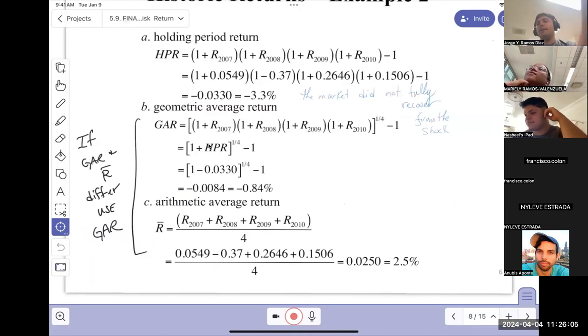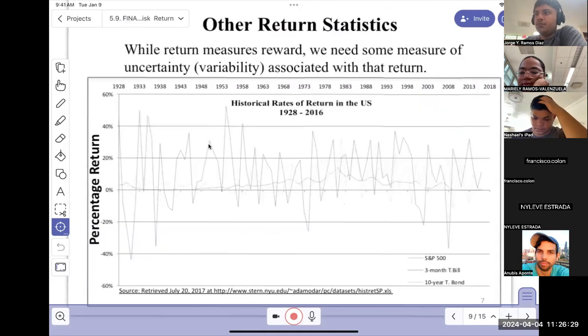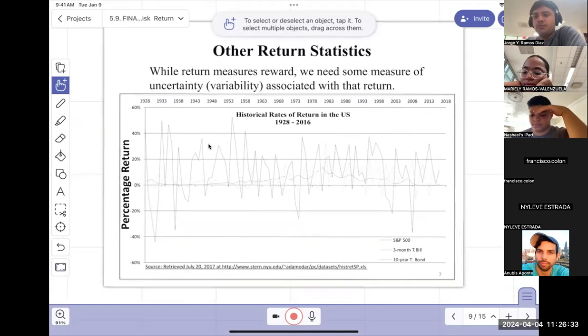Okay. Teacher, I have a question. If GAR is better at giving results, why do we use the arithmetic average return? Okay, because, well, we learned all about the average, and I'm going to explain that in a bit. Give me 10 minutes. Okay, good question.